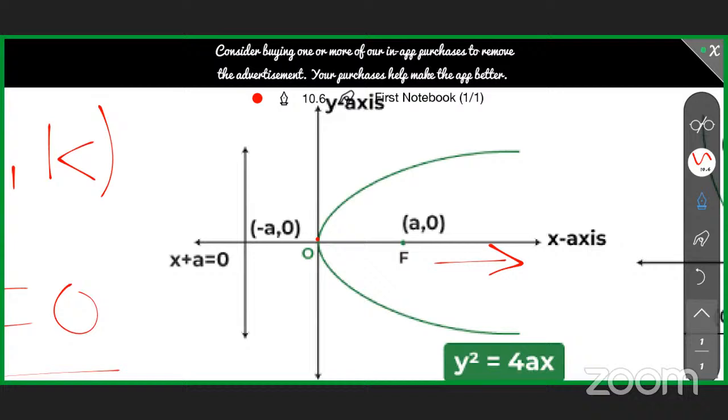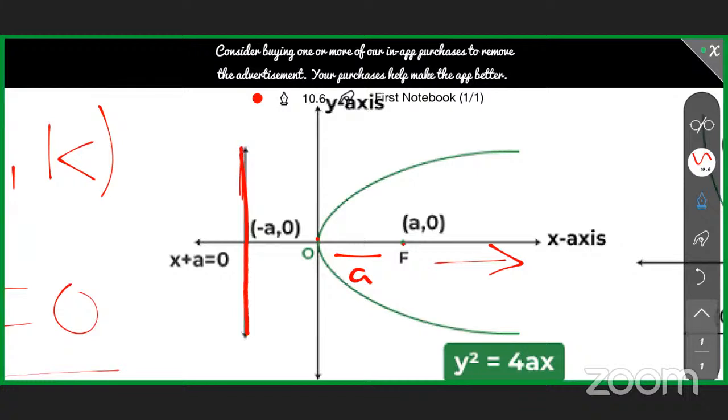Now look carefully. In this parabola, my focus is on the x-axis. So the coordinates of the focus will be (a, 0), because for any point on the x-axis, the y coordinate is 0. Therefore, the coordinates of point F, the focus, will be (a, 0). And we have a directrix, the fixed line. It's a vertical line.